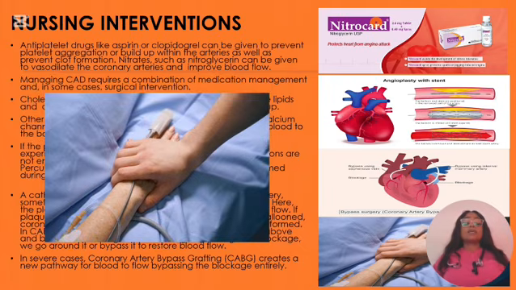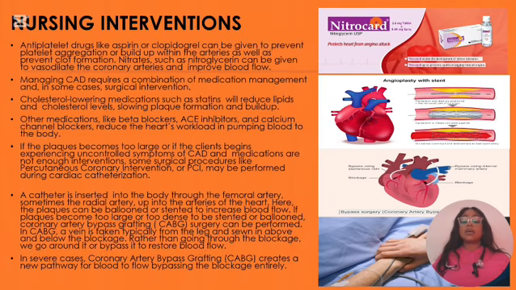If plaques become too large or too dense to be stented or ballooned, coronary artery bypass grafting (CABG) surgery can be performed. In CABG, a vein is taken typically from the leg and sewn in above and below the blockage. Rather than going through the blockage, we go around or bypass it to restore blood flow. In some cases, CABG creates a new path for blood to flow, bypassing the blockage entirely.